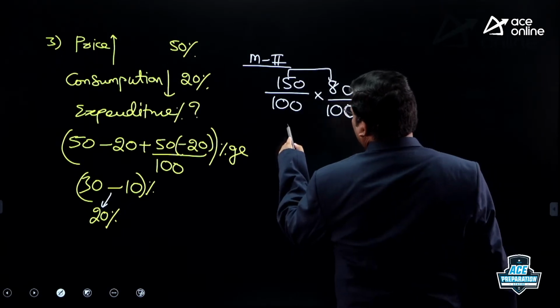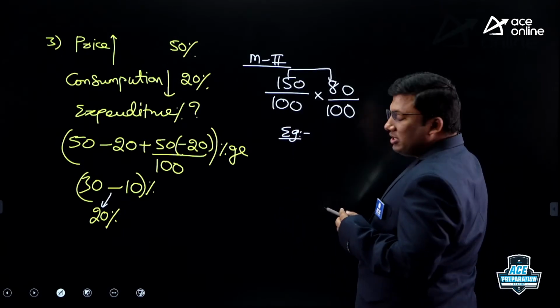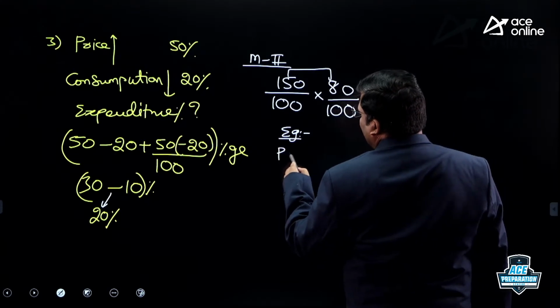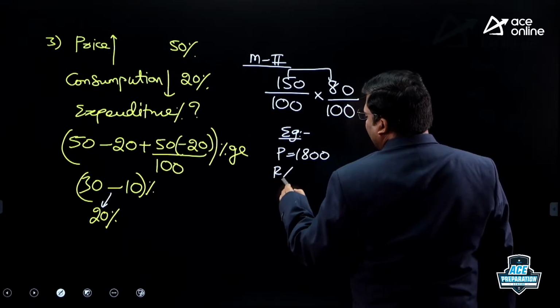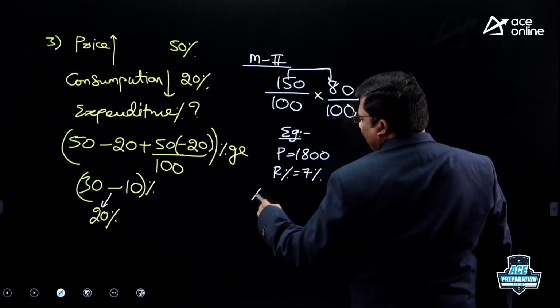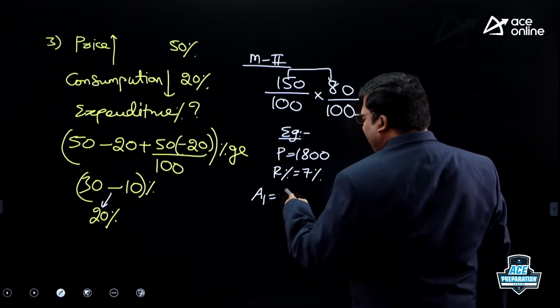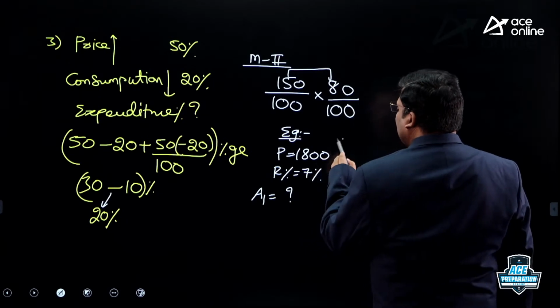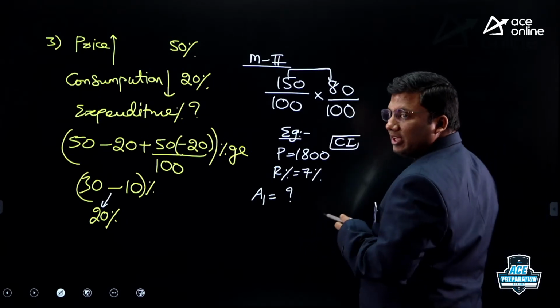Some more examples. Listen carefully, sir. P is 1800, R is 7%. Find the amount after first year. It is compound interest.